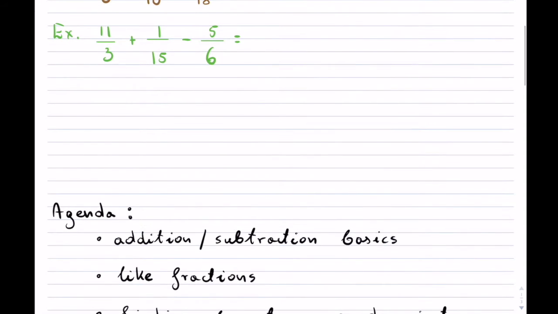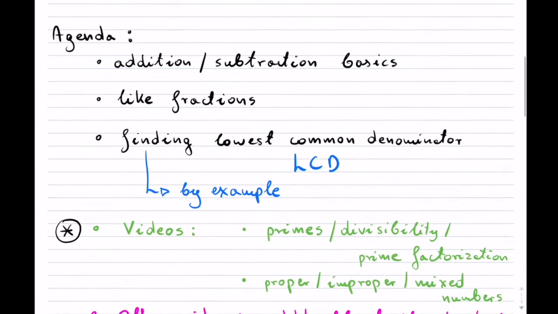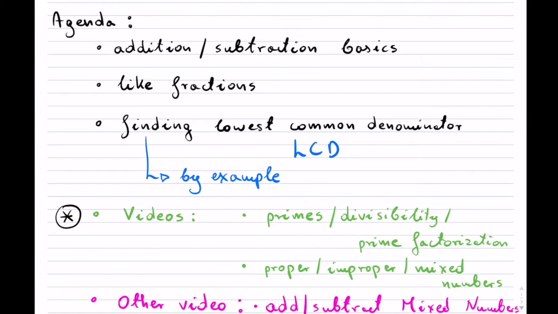Now, before we get into the examples, here's a short agenda of what I will go over. I want to cover the basics of addition and subtraction, which brings in the concept of like fractions, having a common denominator before you start adding or subtracting. Then I want to take the examples that I just showed you and provide a systematic way of finding the lowest common denominator.